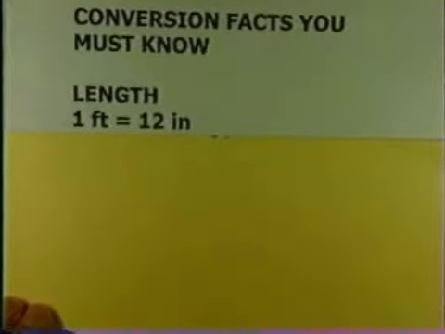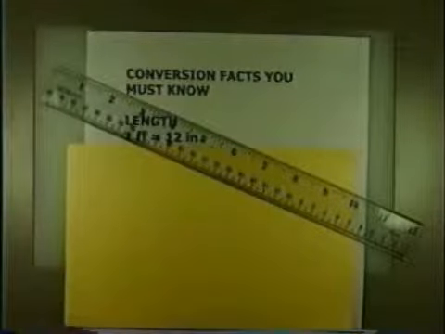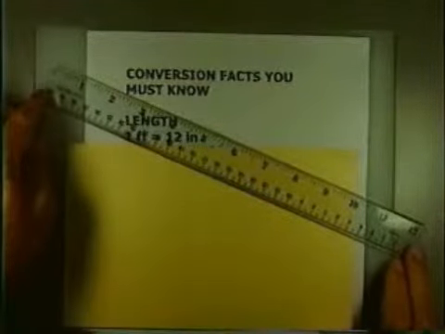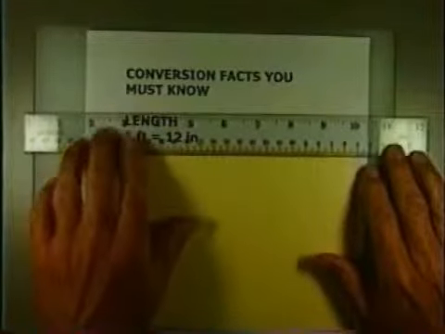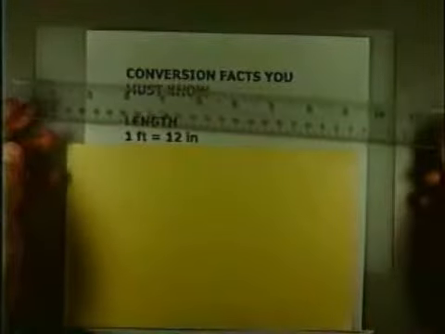First, let's consider the conversion facts for length. 1 foot is 12 inches. Now most of you are quite familiar with the foot ruler. There's your foot ruler, so this is 1 foot. The ruler is broken into 12 parts. Each of those parts is an inch. So just by looking at the measuring device, if you know that it is a foot, you can see that it is 12 inches.